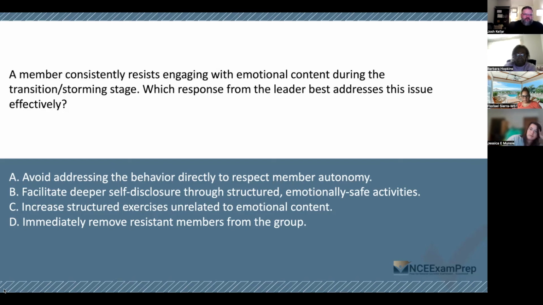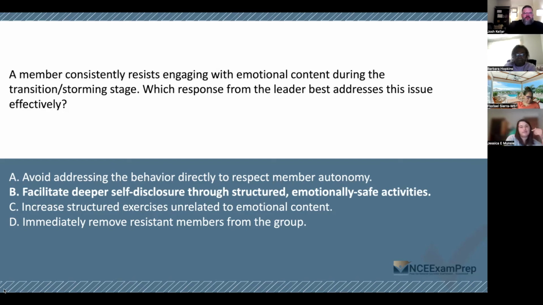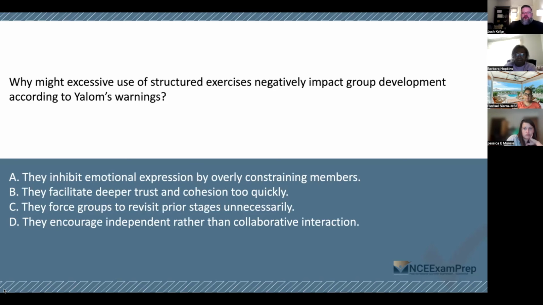Okay. Good. I'm glad nobody picked D, right? That's not the way to do it, right? Yeah, we want to use that resistance and hesitation to prompt deeper exploration, right? Sometimes just one or two really well-worded questions can use that resistance to help a member grow deeper.